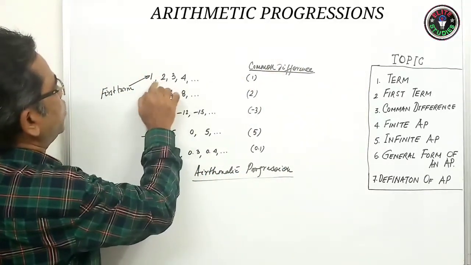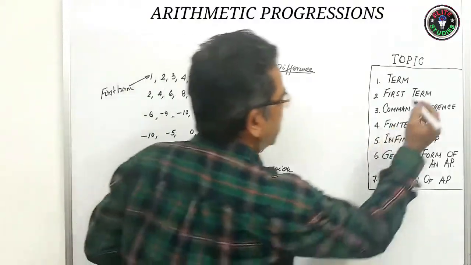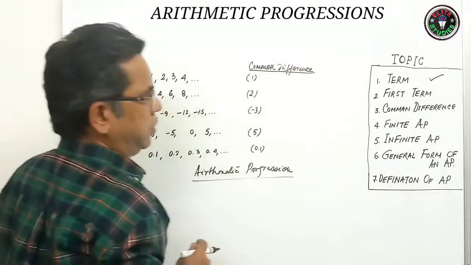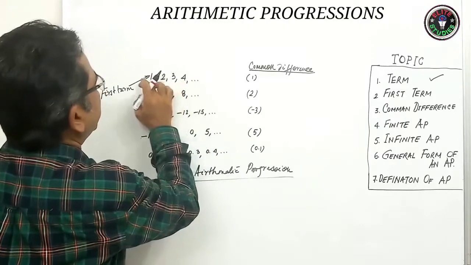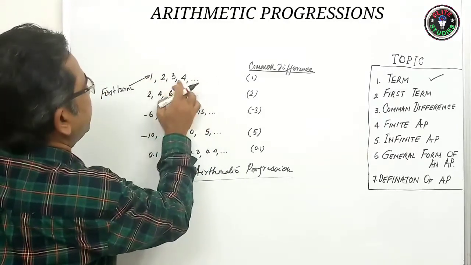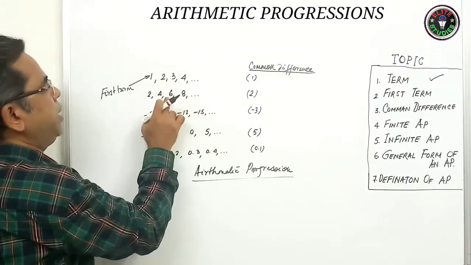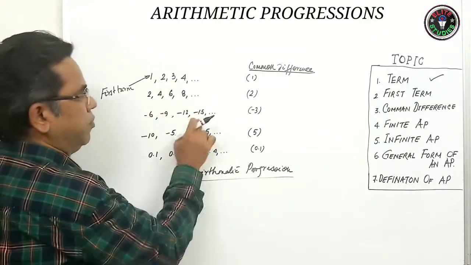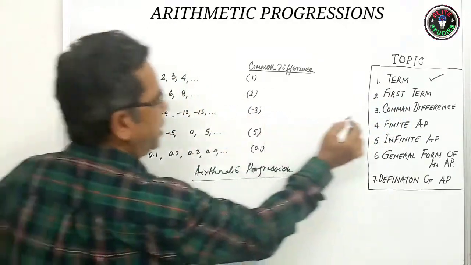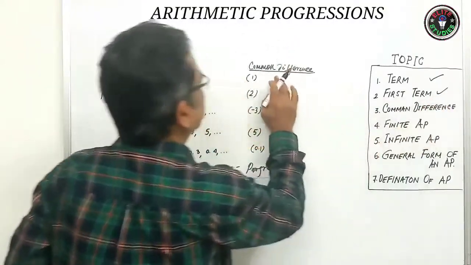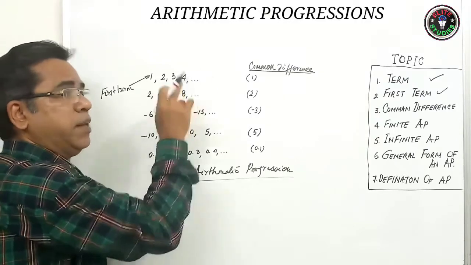So you can understand what a term is. Each and every number in a series is called a term. Each and every number in a pattern is called a term. 2 is a term, 3 is a term. Here in this AP, 6 is a term, minus 9 is a term. The term which comes first in the series is called the first term. And the common difference is that number which we add to a given term to get the succeeding term.